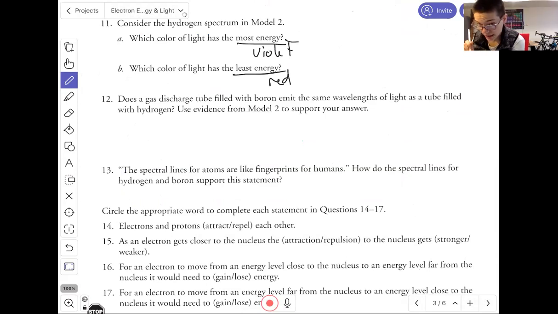Okay, now, if you look, do boron and hydrogen have the same wavelengths of light in those colors?